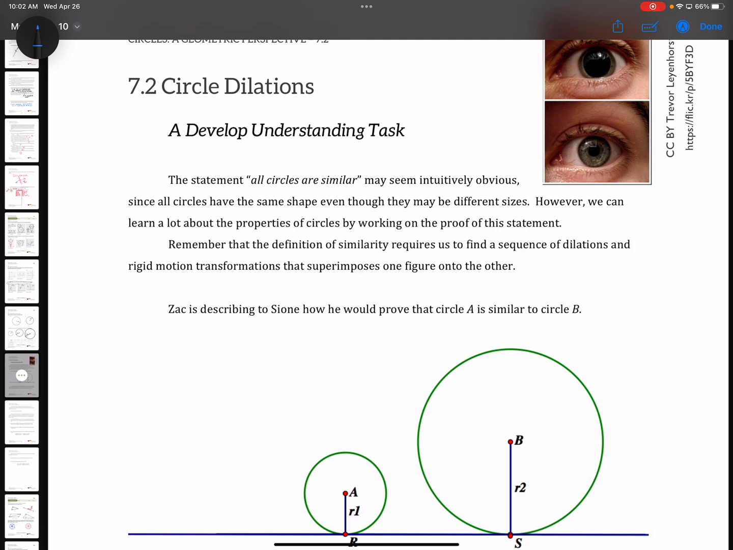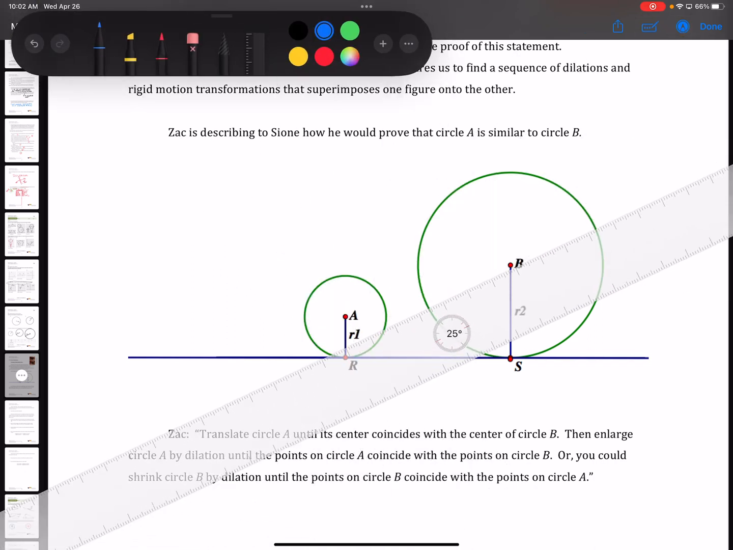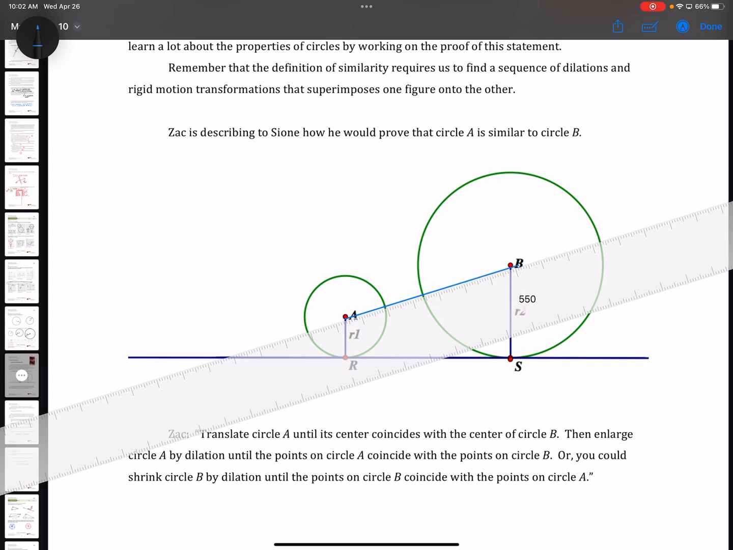Zach is describing the proof. He would prove that circle A is similar to circle B. Zach translates circle A until its center point coincides with the center of circle B, then enlarges circle A by dilation until the points on circle A coincide with the points on circle B. Or you would shrink circle B by dilation until the points on circle B coincide with the points on circle A.